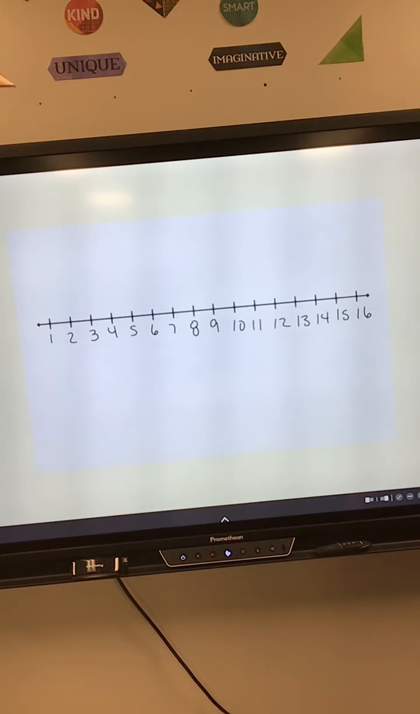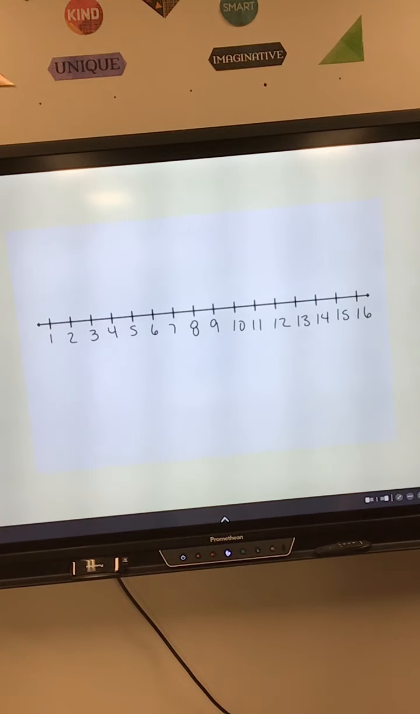I want you to solve the math problem using your number line. Okay. Zachary had 8 race cars. Landon stole 4 of Zachary's race cars. How many race cars does Zachary have now? Zachary had 8 race cars. Landon stole 4 race cars. How many race cars does Zachary have now?